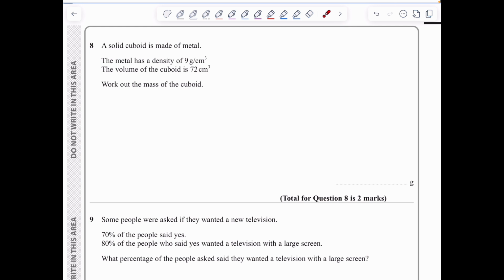Well, we know that density is mass over volume. We've got the density, it's 9. The mass, I'm going to call it M. It's what we're trying to find here. And the volume is 72. So let's cross multiply. 9 times 72 is the mass, which gives an answer of 648. And therefore, we conclude that we're looking at 648 grams.